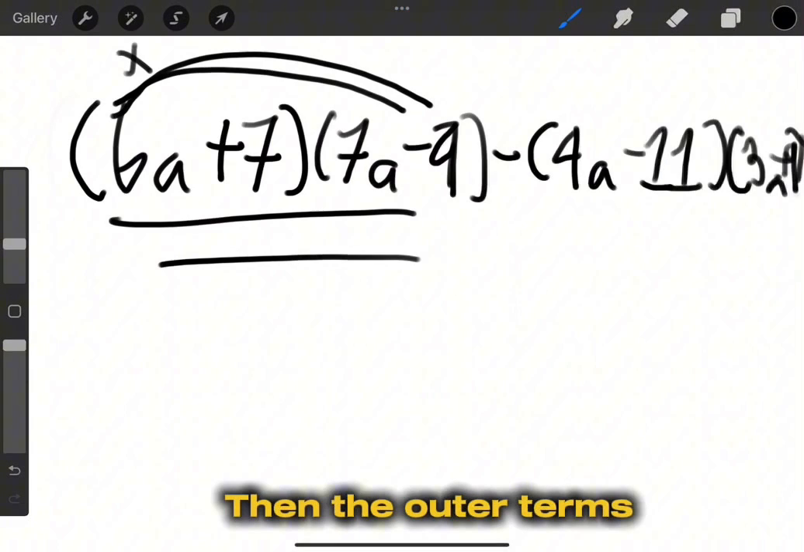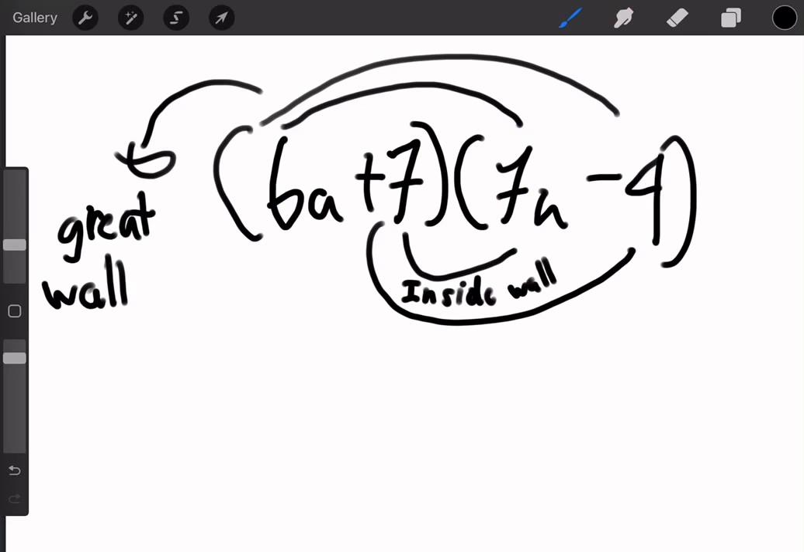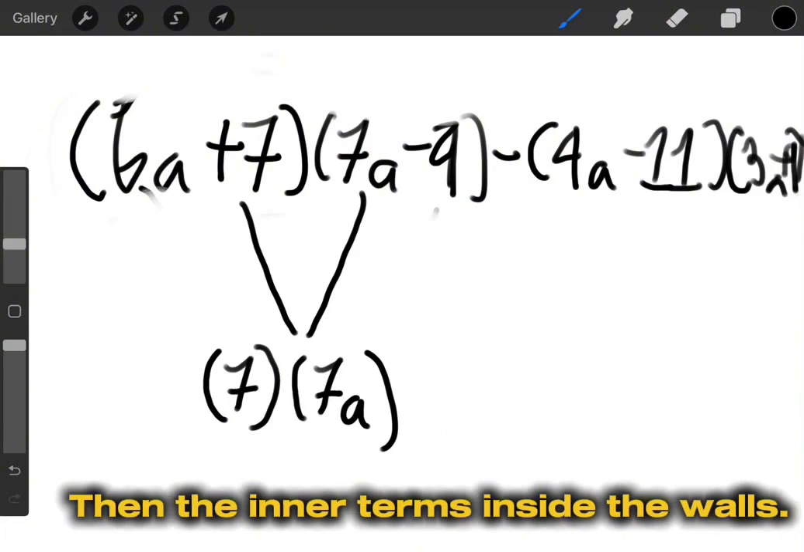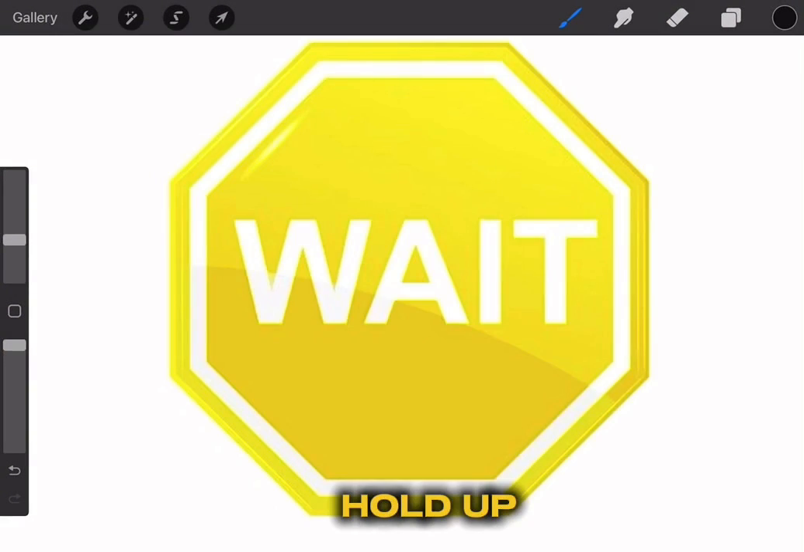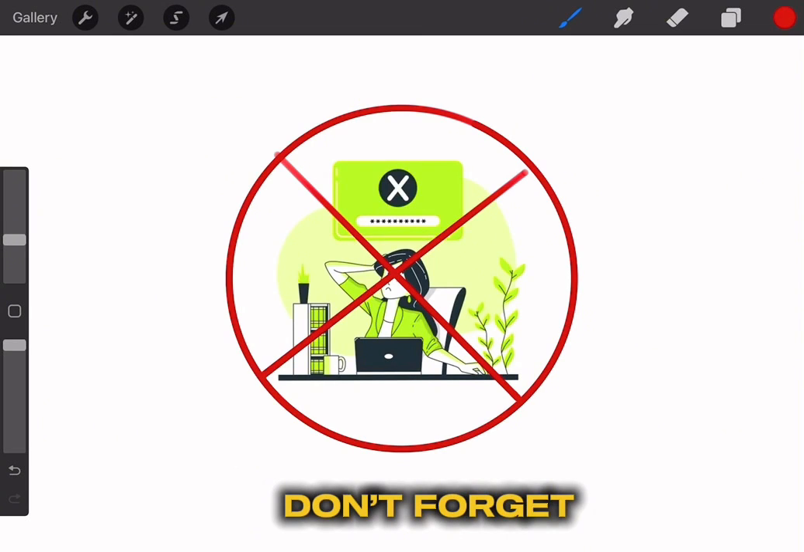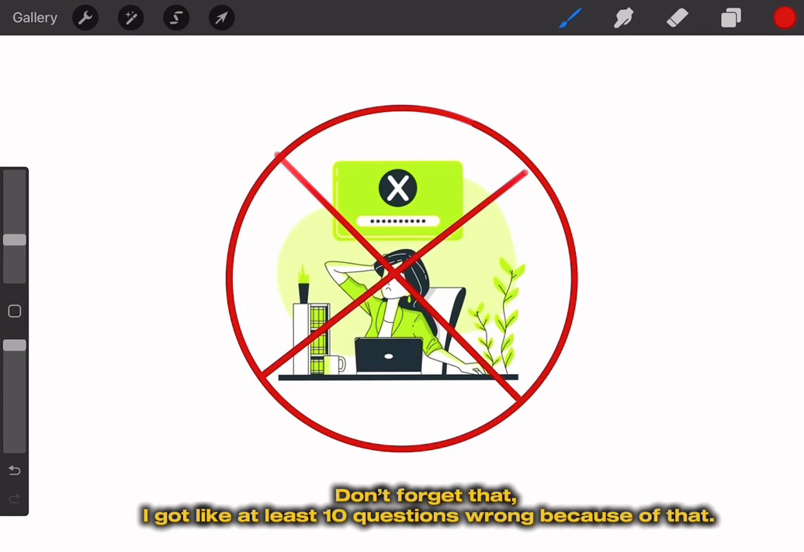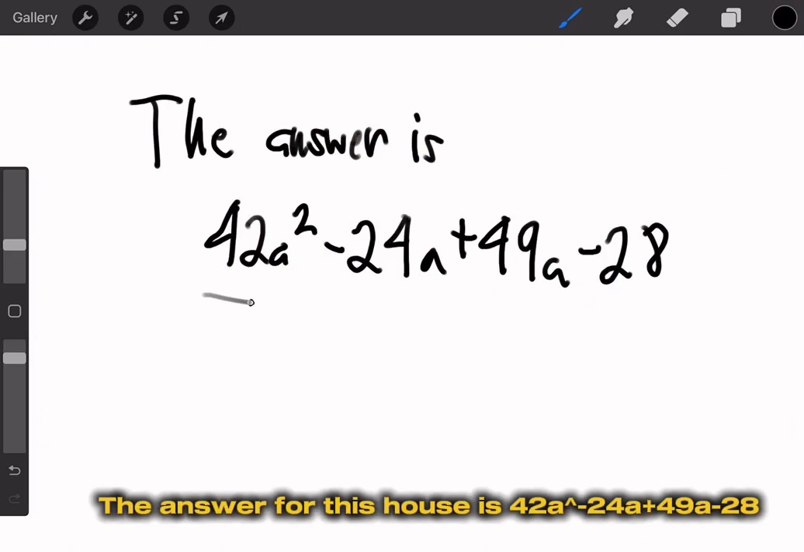Then the outer terms. Take a look at them visually. They're the walls, like the Great Wall of China. Multiply them next, then the inner terms inside the walls. Hold up! Don't forget, if you times a negative number by a negative number, it becomes positive. Don't forget that. I've gotten like at least 10 questions wrong because of that. The answer for this house is 42a squared minus 24a plus 49a minus 28.